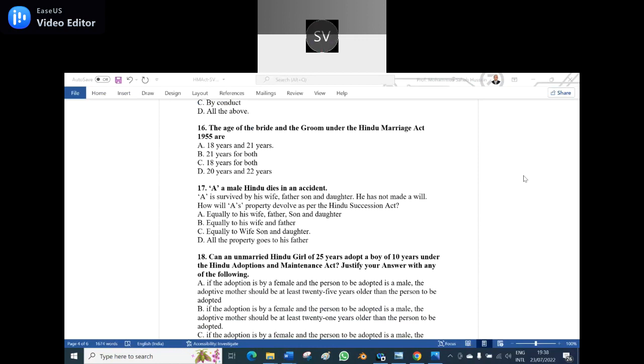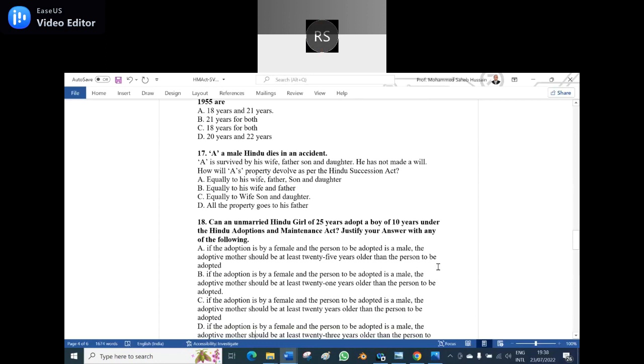18th question. Can an unmarried Hindu girl of 25 years adopt a boy of 10 years under the Hindu Adoption and Maintenance Act? Justify your answer. I think Hindu adoption is not there in today's syllabus, sir. Yes. Okay, go to the next.